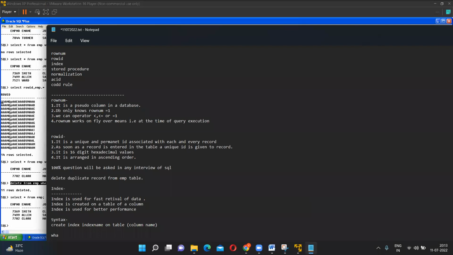They will ask you, what is the syntax to create an index, and what is the use of an index?